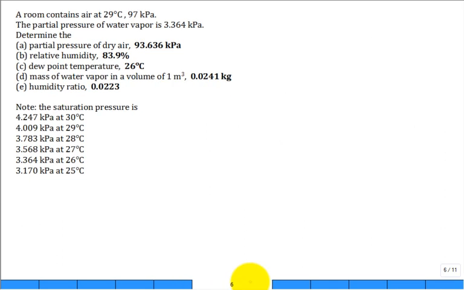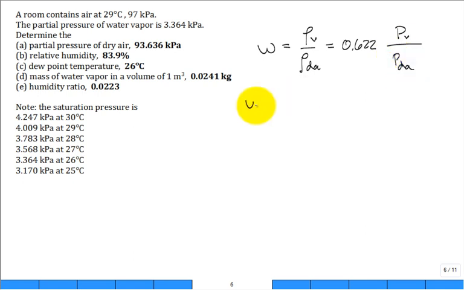What is my humidity ratio? Oh, that was our omega, wasn't it? And the equation, we had the rho of the vapor divided by the rho of the dry air. And we worked that out, and we had 0.622 times the partial pressure of the vapor divided by the partial pressure of the dry air. Or sometimes the humidity ratio is 0.622 times the partial pressure of vapor divided by the total moist air pressure minus the partial pressure of the vapor.